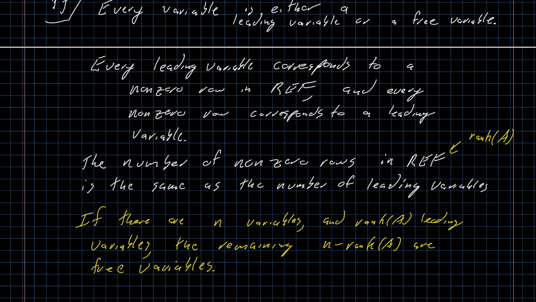So putting all of that together, if you're dealing with a system that has n variables, and we know that the number of leading variables is the rank of A, and we know that every variable that is not a leading variable is a free variable, then just count up how many are left. Take the n variables, subtract off the leading variables, the rest of it is the free variables.